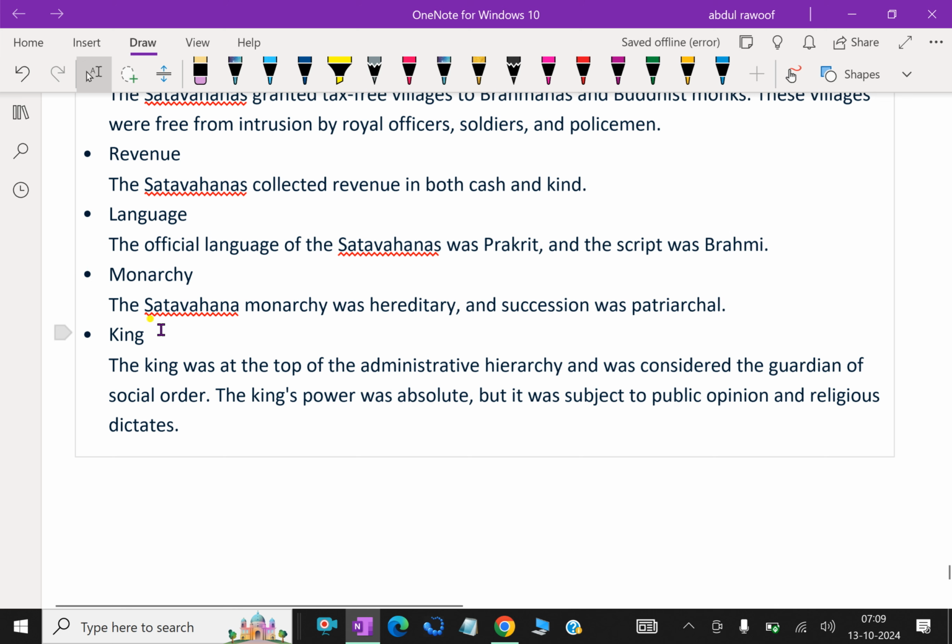The Satavahana monarchy was hereditary and succession was patriarchal. The king was at the top of the administrative hierarchy and was considered the great guardian of the social order. The king's power was absolute, but it was subject to public opinion and religious dictates.